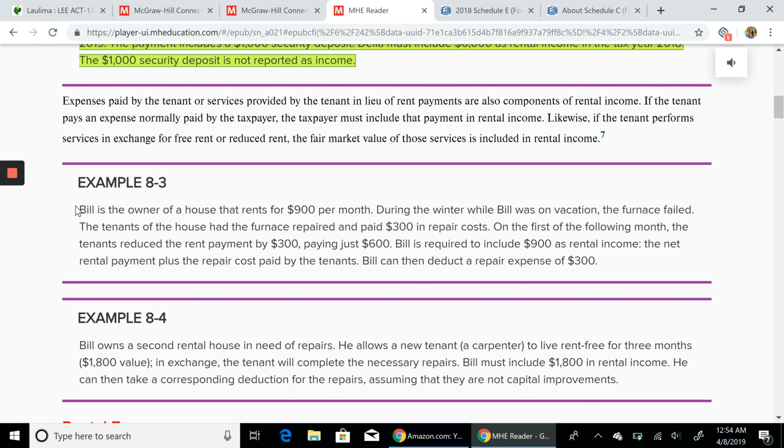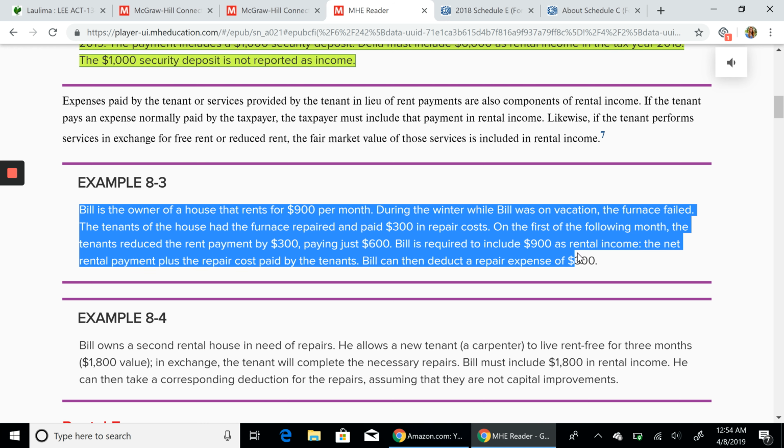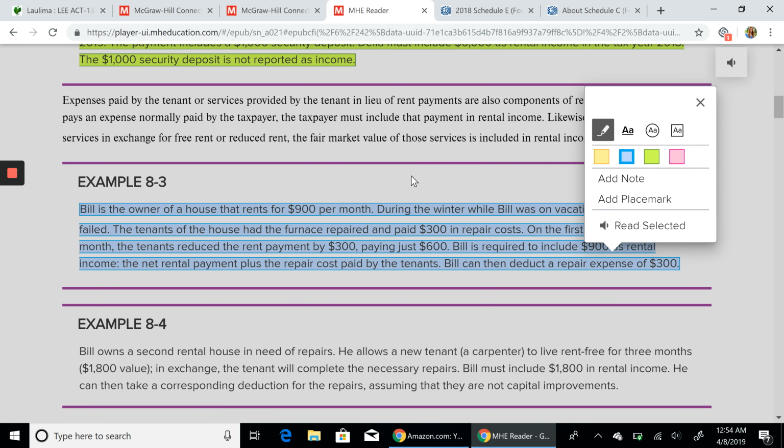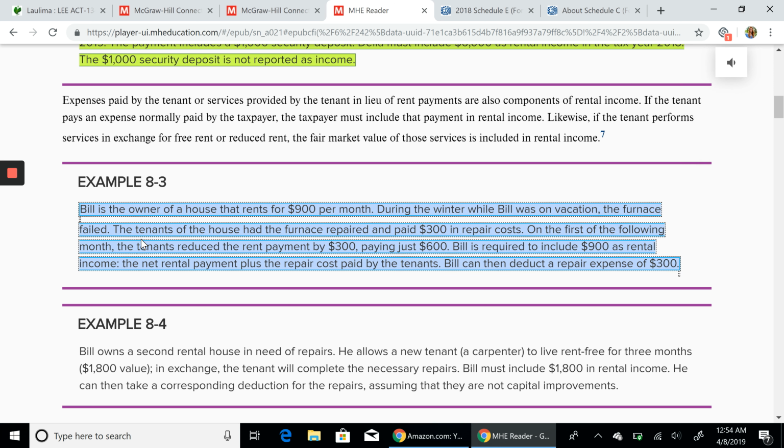Example 8-3. Bill is the owner of a house that rents for $900 per month. During the winter, while Bill was on vacation, the furnace failed. The tenants of the house had the furnace repaired and paid $300 in repair costs. On the first day of the following month, the tenants reduced the rent payment by $300, paying just $600. Bill is required to include how much as rental income? The full amount, right? But he can deduct the repair expense as well.